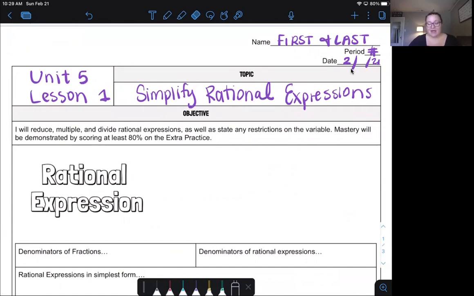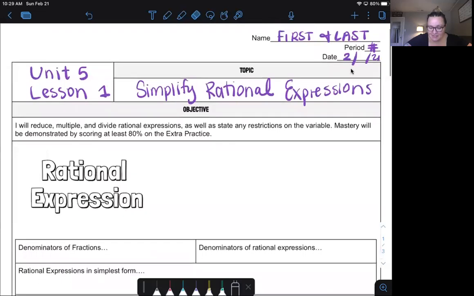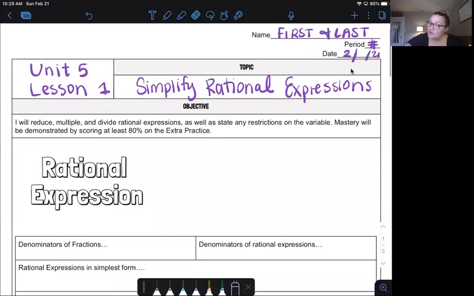So before we get started, don't forget to put your first and last name, period, and the date in the upper right-hand corner of your notes. We're starting with Unit 5, Lesson 1. Our main topic is simplifying rational expressions. And I'm going to explain to you what a rational expression is in just a minute.